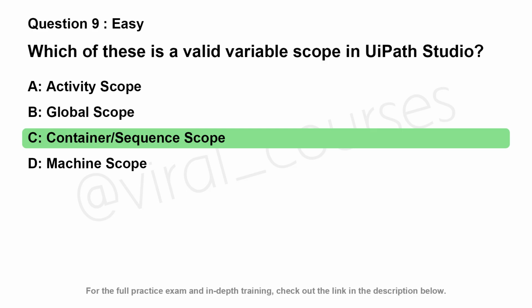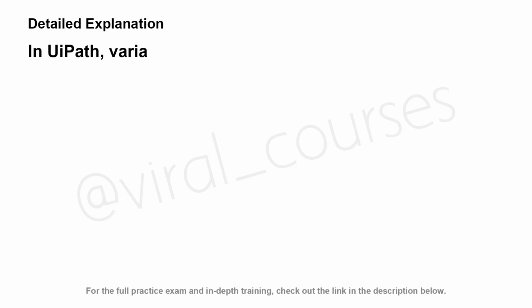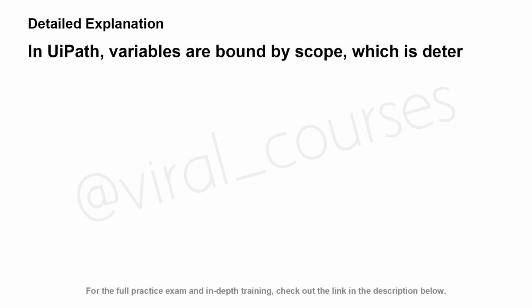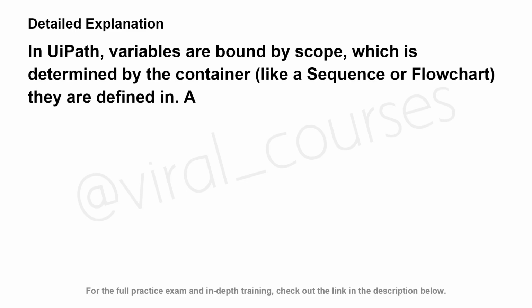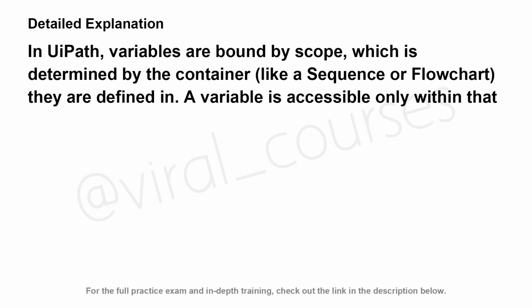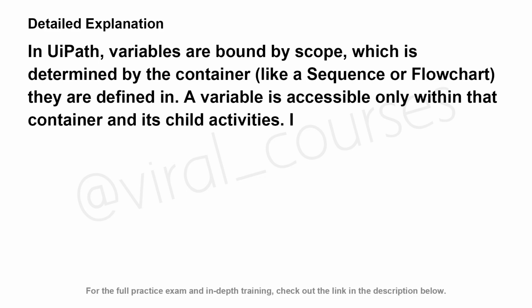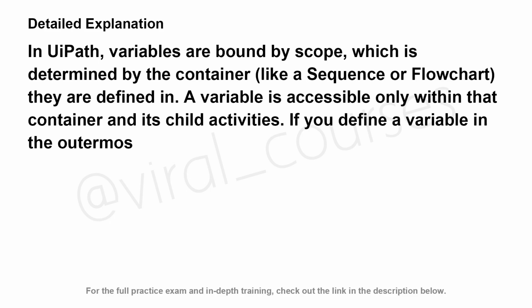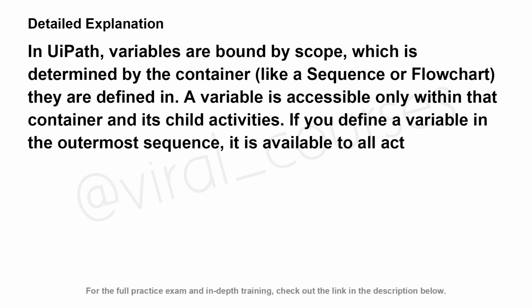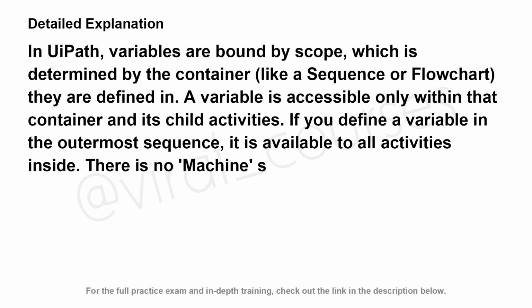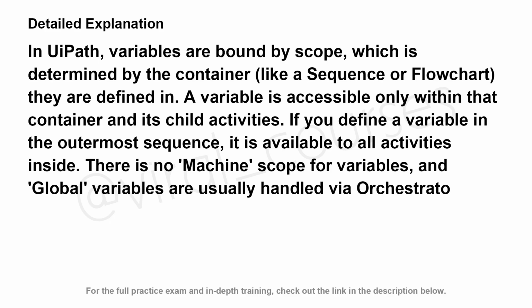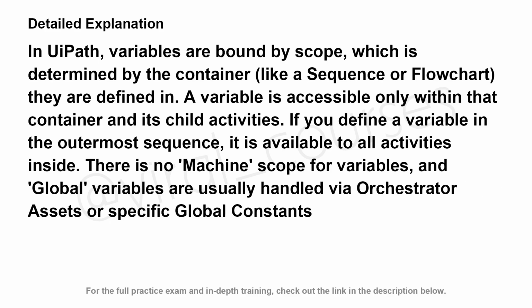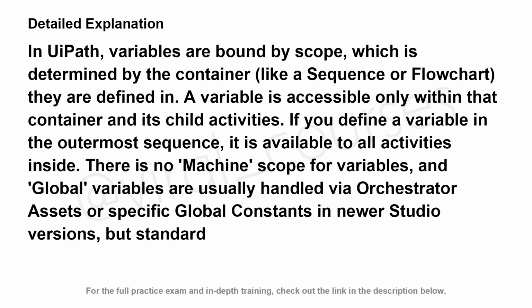The correct answer is C. In UiPath, variables are bound by scope, which is determined by the container, like a sequence or flowchart, they are defined in. A variable is accessible only within that container and its child activities. If you define a variable in the outermost sequence, it is available to all activities inside. There is no machine scope for variables. And global variables are usually handled via Orchestrator assets or specific global constants in newer Studio versions. But standard variables are container-based.